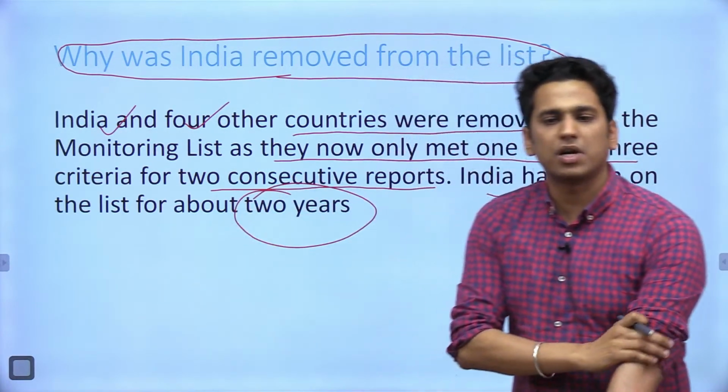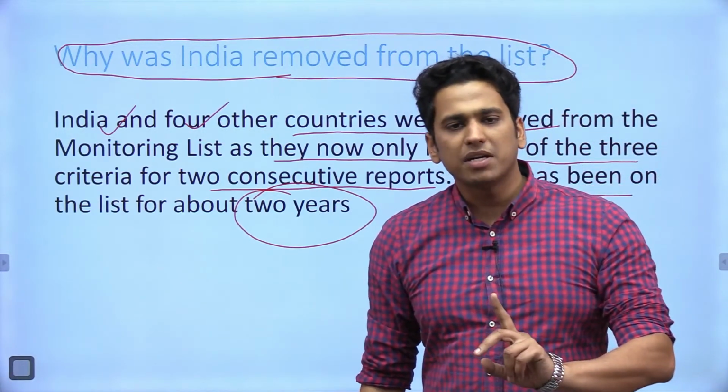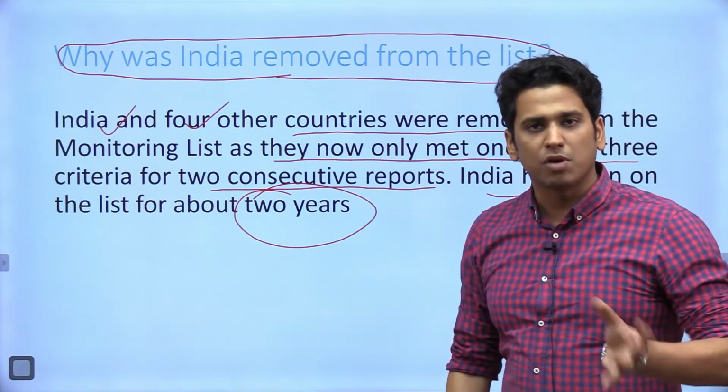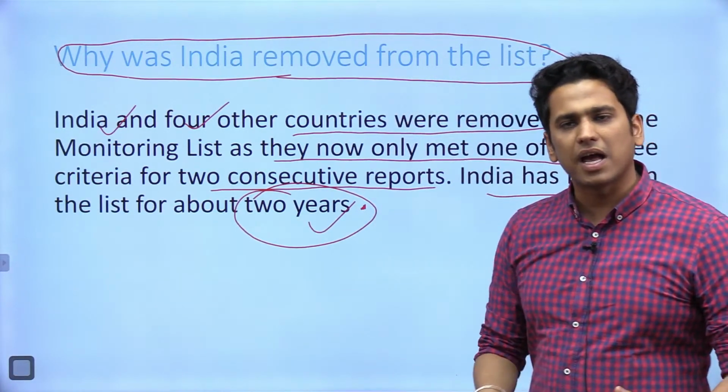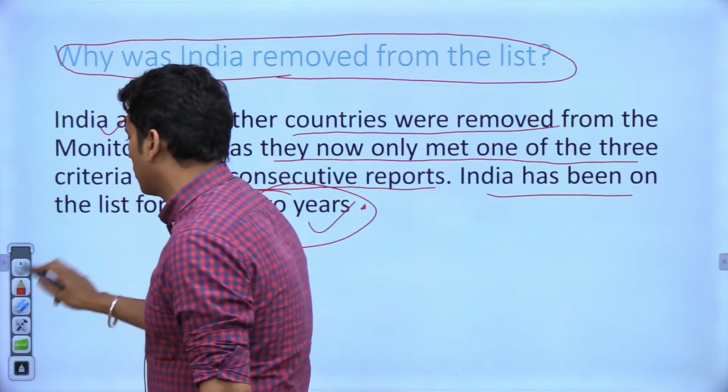Now this is very important. इंडिया का सिर्फ अब एक क्राइटेरिया मीट कर रहा था 2 कंसेक्यूटिव रिपोर्ट्स के लिए जो हमने अभी डिस्कस किया, और इंडिया 2 साल तक इस वॉच लिस्ट के अंदर था. दैट इज व्हाई इंडिया हैज बीन नाउ रिमूव्ड फ्रॉम दिस पर्टिकुलर लिस्ट.